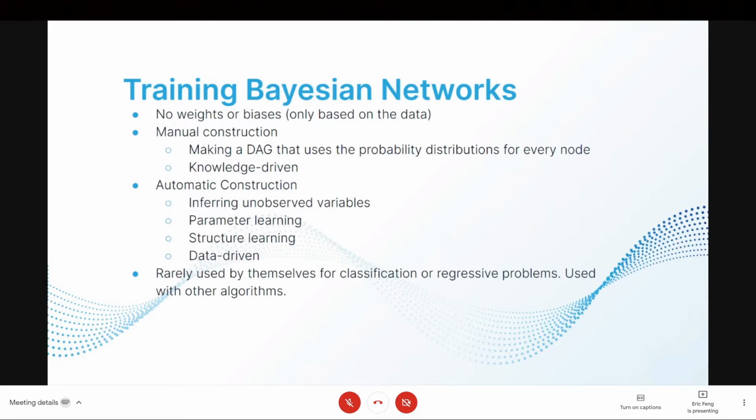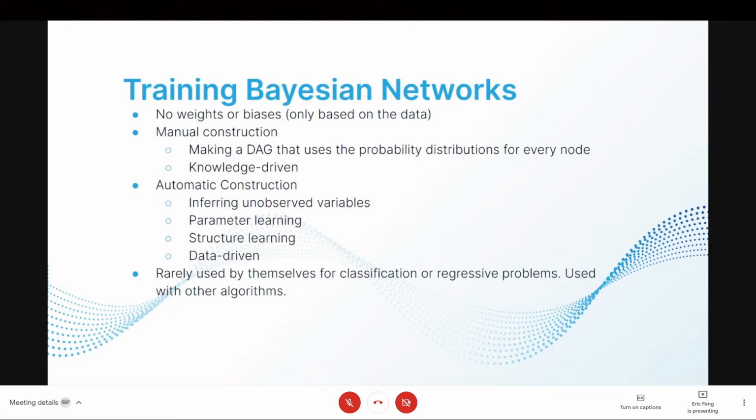So automatic construction is data-driven instead of knowledge-driven, and basically relies upon the given data to calculate the locations of those nodes and the dependencies that lie between them. All right, so there are three parts to automatic construction. The first part being inferring unobserved variables. And this is kind of basically what we talked about in the previous slide.